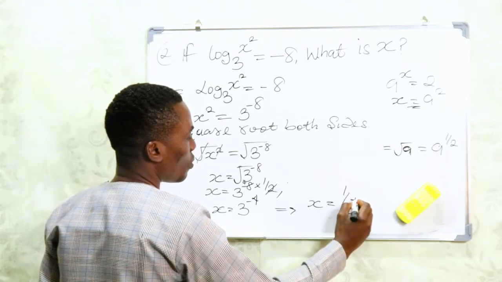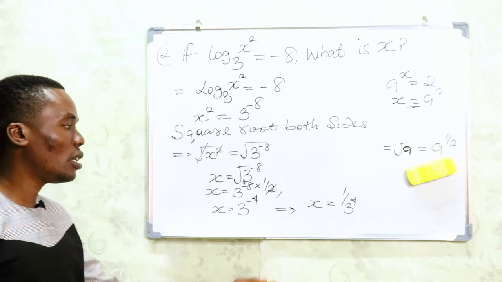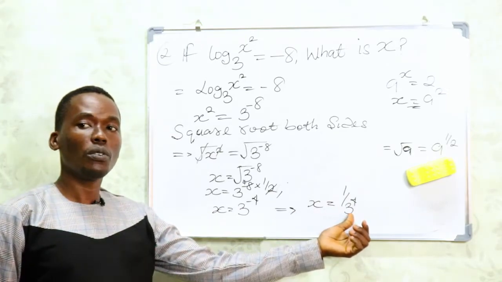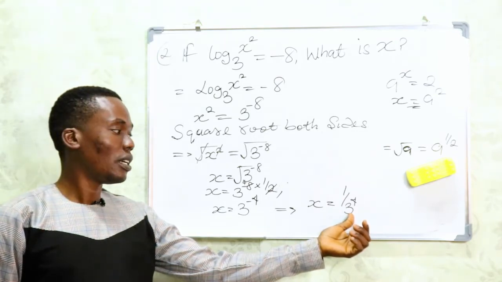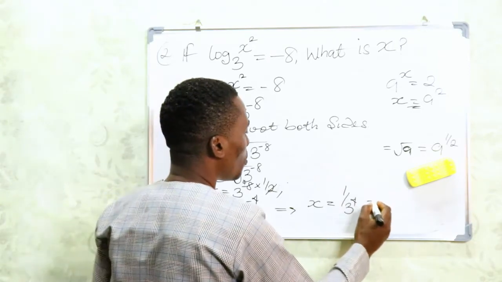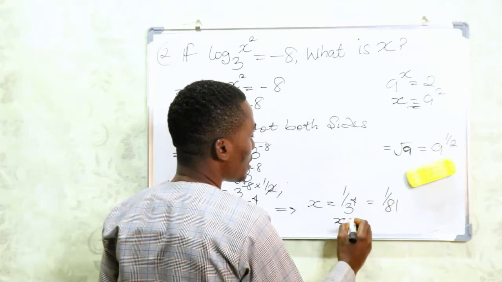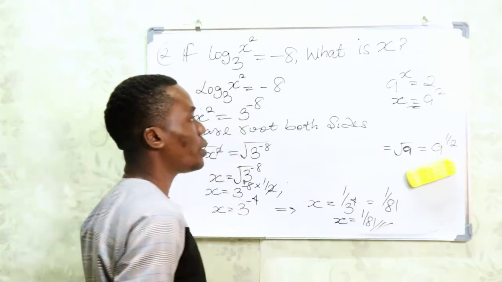And 1 over 3 raised to power 4 is like you saying 1 over 3 times 3, 9. 9 times 3, 27. And 27 times 3, 81. So our result will be equal to 1 over 81. So our x here will be equal to 1 over 81 if it is properly evaluated.